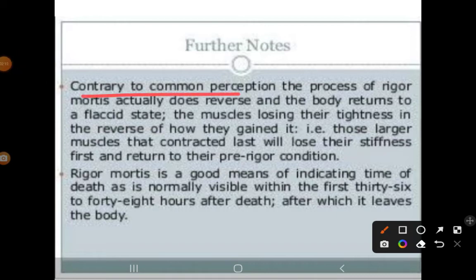Contrary to common perception, the process of rigor mortis actually does reverse and the body returns to a flaccid state. The muscles lose their tightness in the reverse of how they gained it. Those larger muscles that contracted last will lose their stiffness first and return to the pre-rigor condition. Rigor mortis is a good means of indicating time of death, as it is normally visible within the first 36 to 48 hours after death, after which it leaves the body.